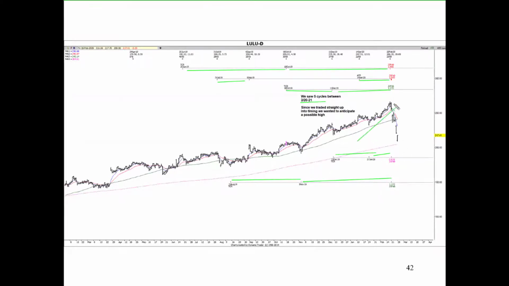Okay, so as we were trading straight up into a cluster of timing cycles, you certainly wanted to have a relatively tight stop. I mean, this was a very bullish chart going into it, but it was extended, and you had the time resistance. So it's just added dimension of information to look at.